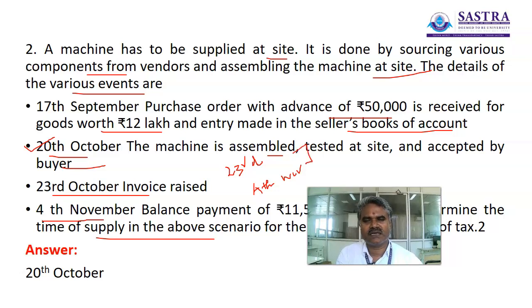So whichever is earlier: 20th October, the machine is assembled, tested and accepted by buyer. This is the date of invoice, but they prepared the invoice on 20th. So here either you take 20th or 23rd. Okay, this is the time of supply. Okay, good.